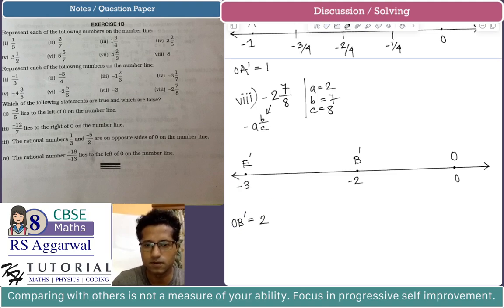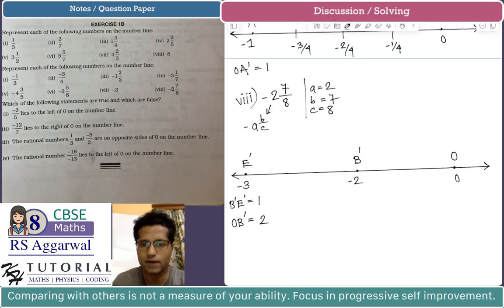Why minus 3? Because the distance of the segment B dash E dash is 1, and B dash is representing the integer minus 2. So that's why E dash will represent the number minus 2 minus 1, because when we go to the left hand side of the origin O, the number decreases, it becomes more negative. So E dash is minus 2 minus 1, which is minus 3.